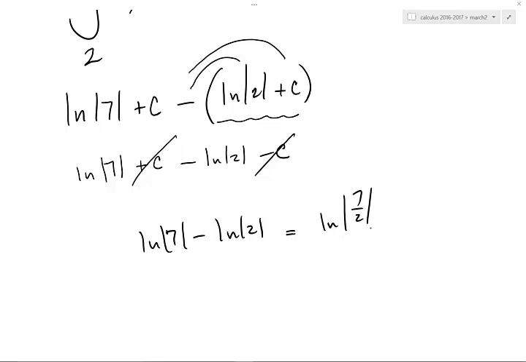So what I don't want you to do is to get in a panic because none of my answers match the back of the book. Just be aware, the back of the book does that just to annoy you. That's the only reason. See if you're paying attention.